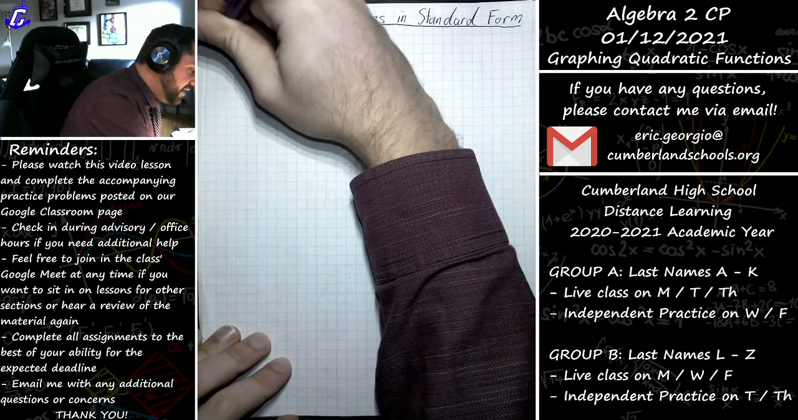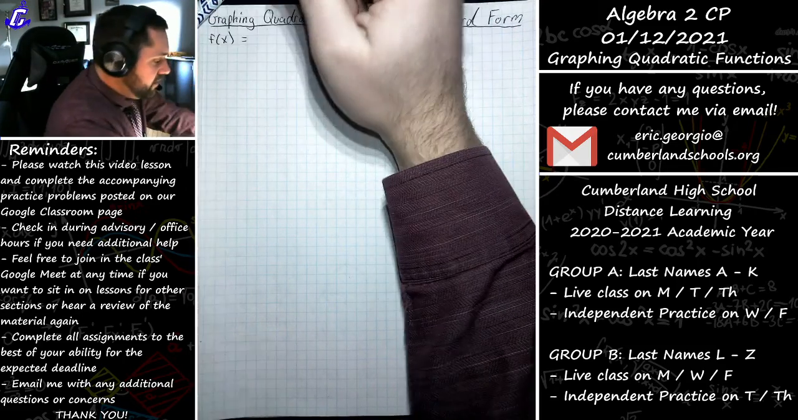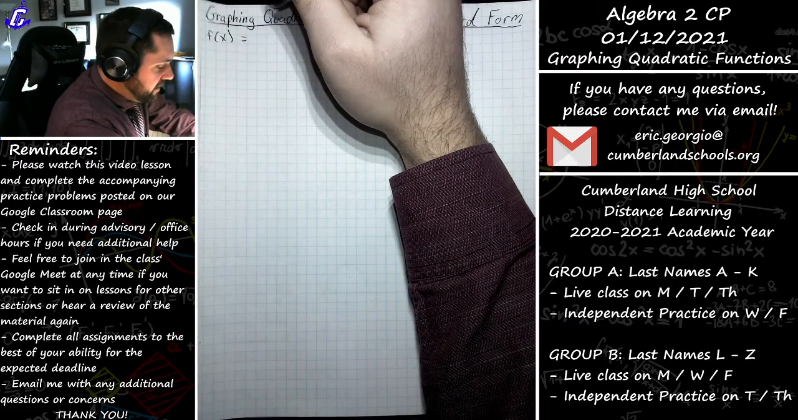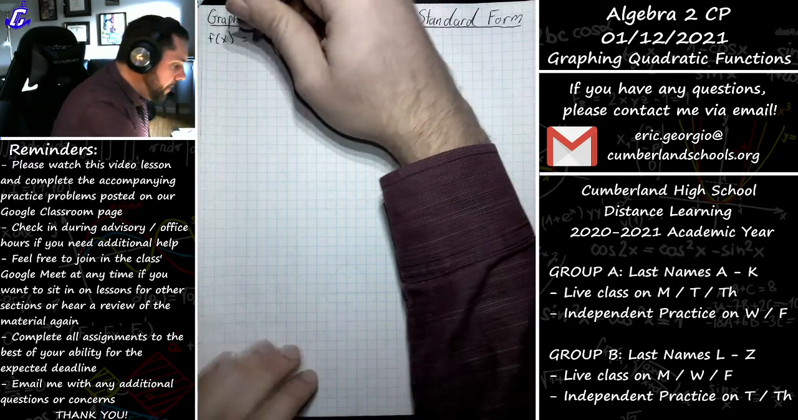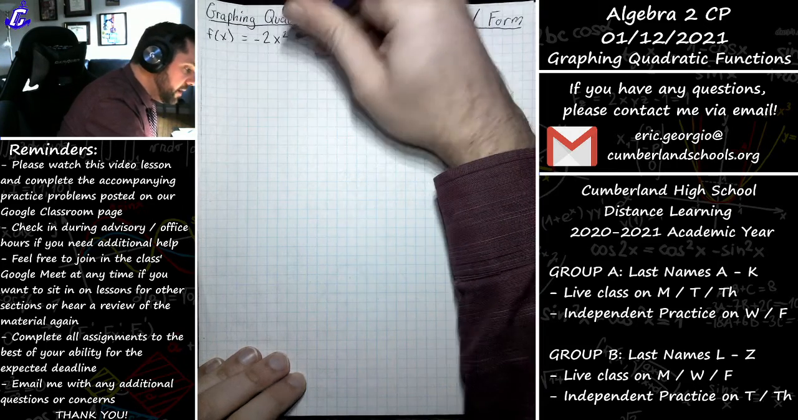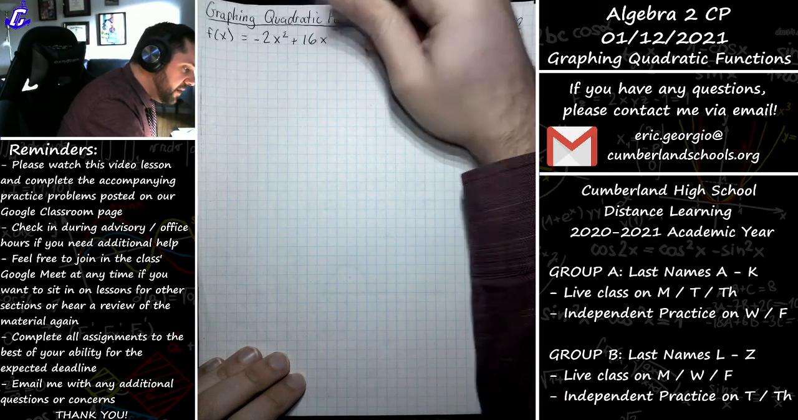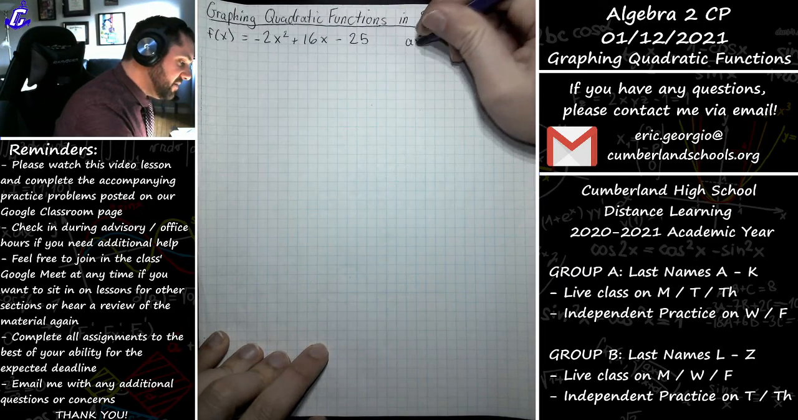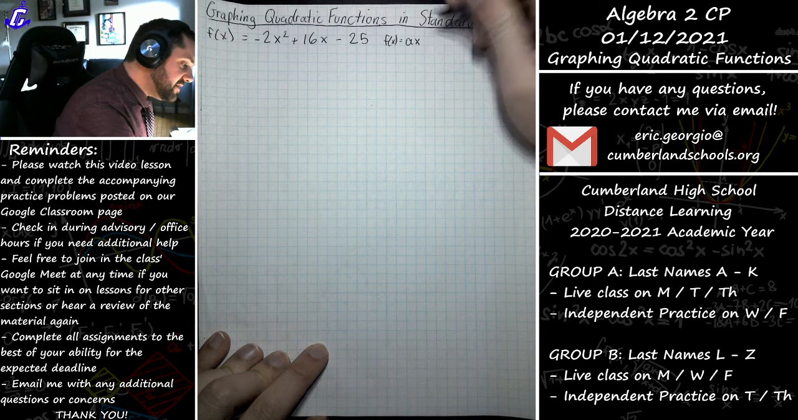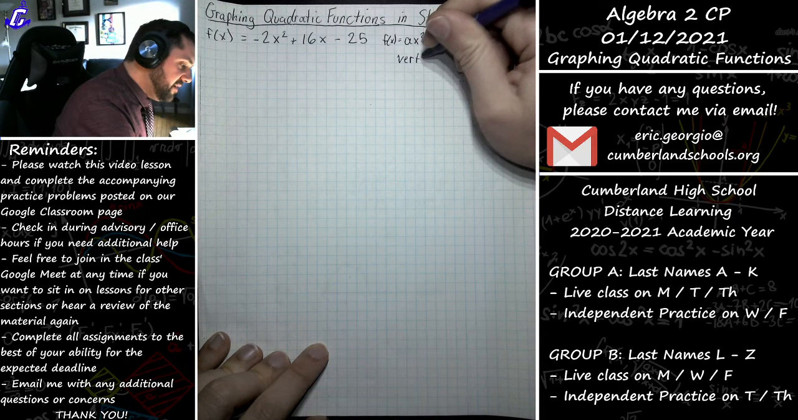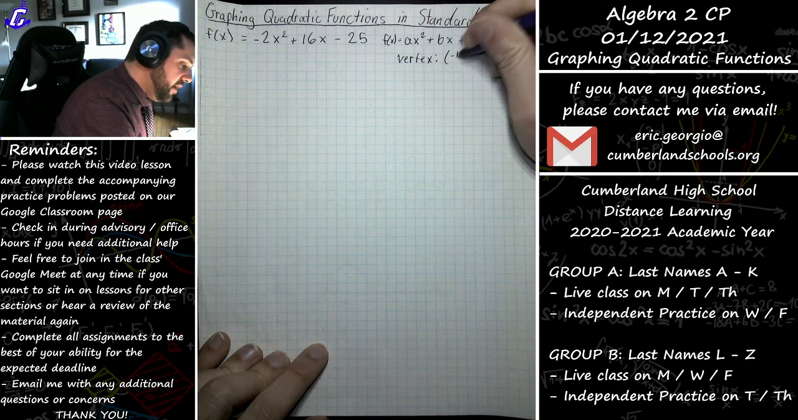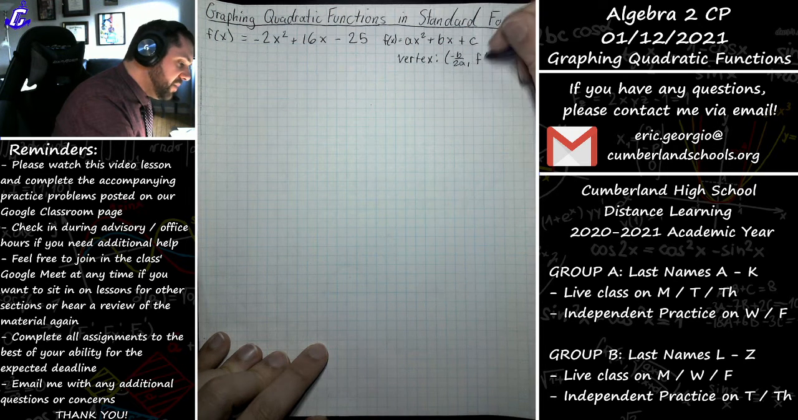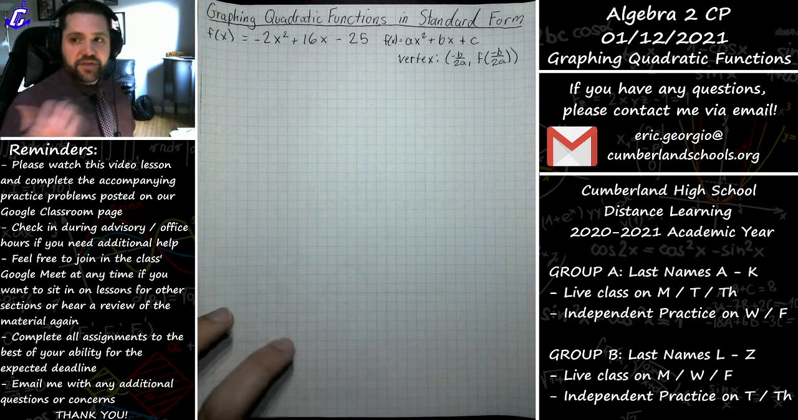Let's try f of x is equal to negative 2 times x squared plus 16x minus 25. Remember that our standard form is f of x equals ax squared plus bx plus c. To find the vertex of something in standard form, we do negative b over 2a, and then take that value and plug it into the function, f of negative b over 2a. So that's exactly what I would do to get things started here.